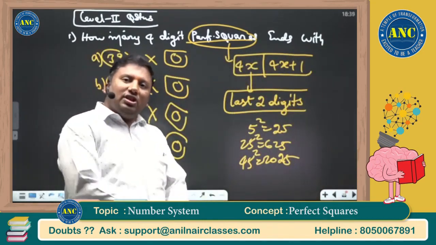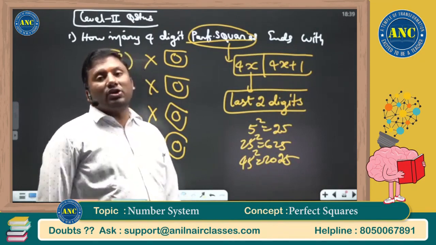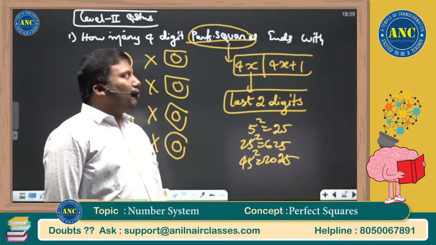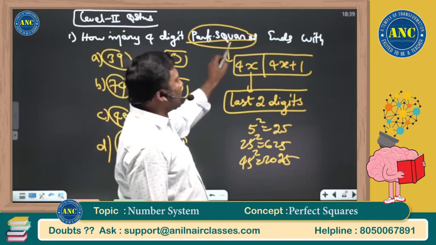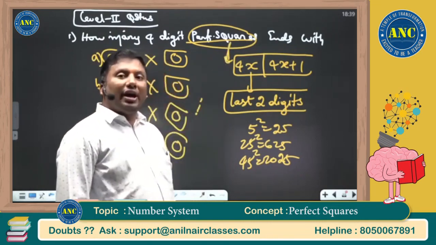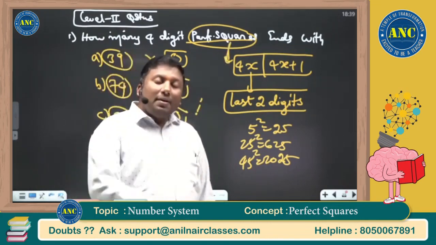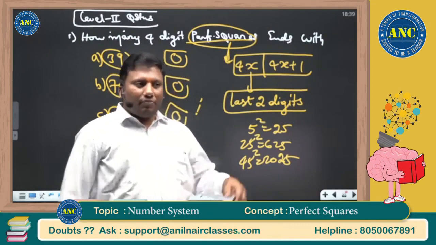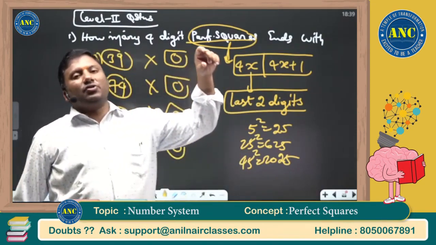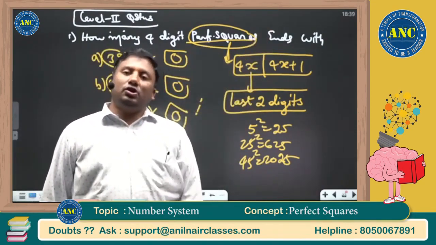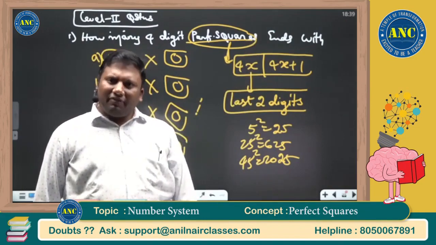What is the learning in this question? Any perfect square should be of the form 4k or 4k plus 1. If it is a perfect square, it is of the form 4k or 4k plus 1. Reverse may or may not be true. Suppose I take 29, it is 4 into 7 plus 1. But is it a perfect square?